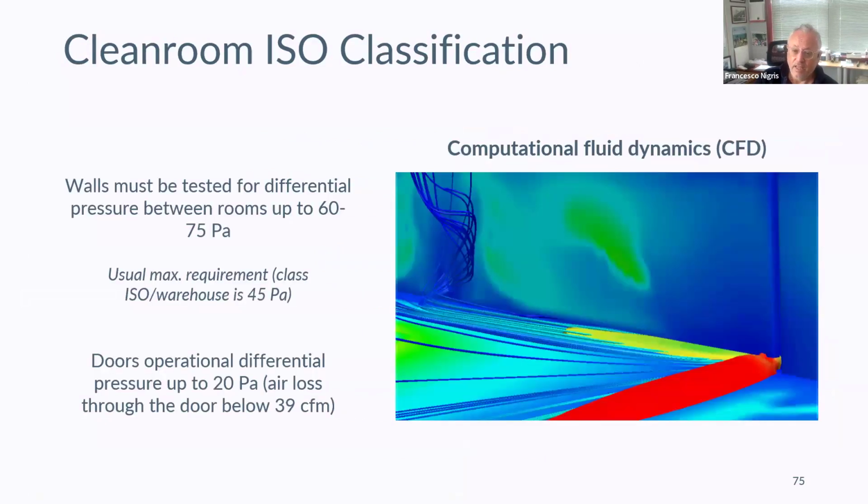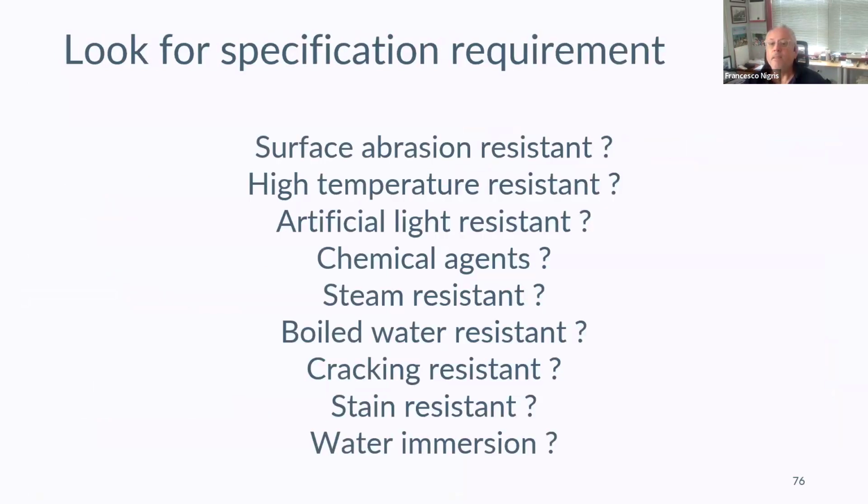And again, that is also important to know, because of course, if you need to check the ISO, you need also to check what the difference is between room and room, and the walls need to be resistant. If you have 75 Pascal, if you have an ISO 5 room that is facing the warehouse, the difference of pressure between the two rooms is going to be considered.